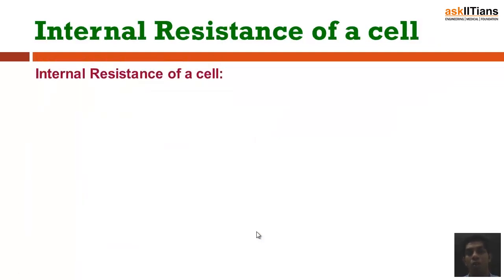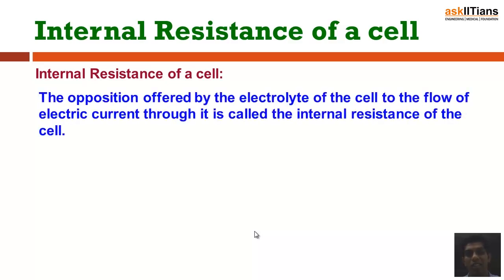So we now move on to the internal resistance of the cell. Internal resistance of a cell is basically the opposition offered by the electrolyte of the cell to the flow of electric current through it. It's similar to the resistance which we studied regarding conductors. In solids, when electrons flow inside the conductor, they encounter collisions with other electrons and also the atoms. And this was perceived by Georg Ohm as resistance.